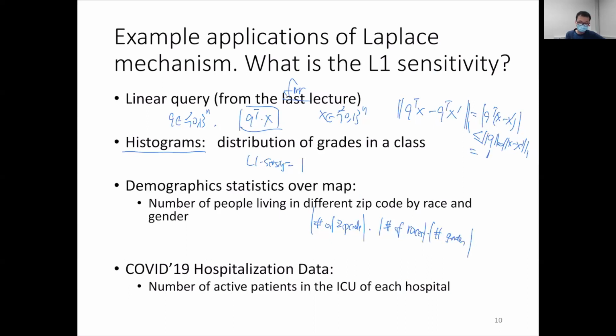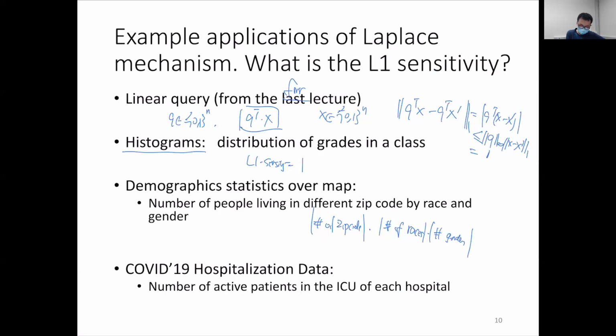Yeah, exactly. This is just another histogram, right? With different attributes. So next, let's consider something slightly different. Let's consider the hospitalization data of, say, COVID-19.